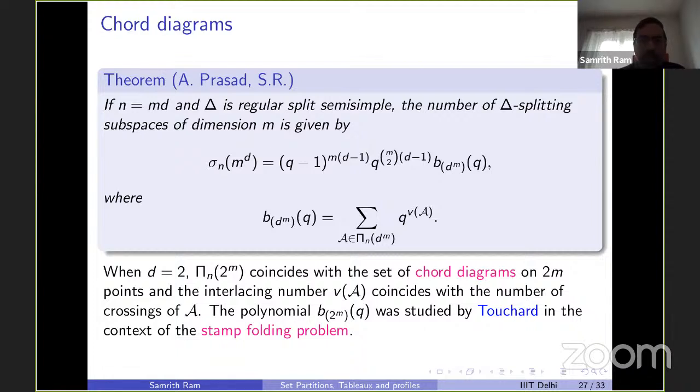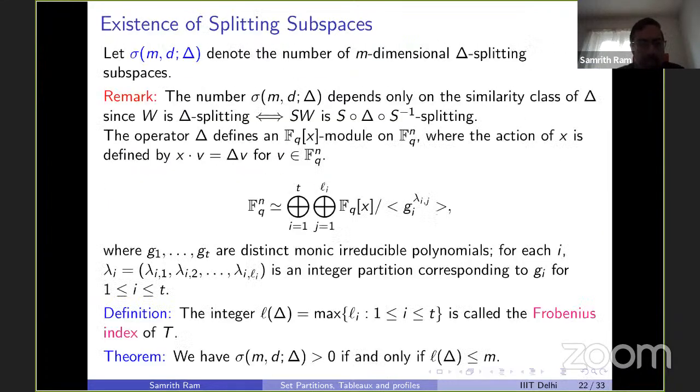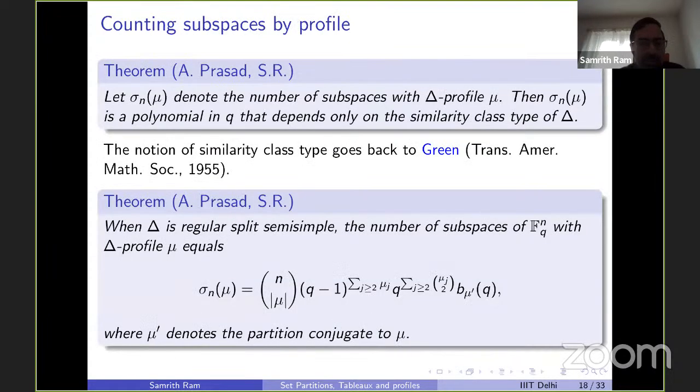So these b_lambdas, which are defined as a statistic over set partitions, also count, up to these factors of q and q minus 1, the number of splitting subspaces, or in fact for any profile, as I stated a bit earlier. The number of subspaces with a given profile under this operator is counted by these b_lambdas. Okay. And so the special case of the rectangular partition becomes the splitting subspace problem. Exactly. The splitting subspaces correspond to the profiles being rectangular partitions. That's right. Okay. Thanks.